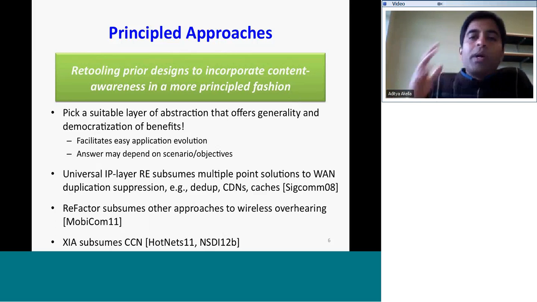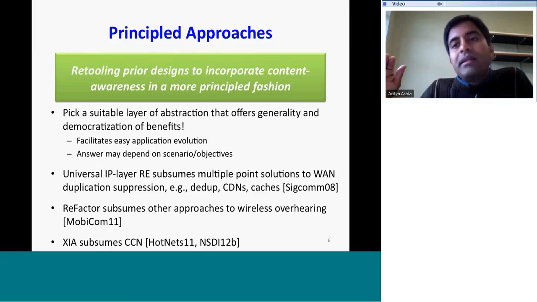And there's no one answer. I can't tell you, oh, always do it at the IP layer, always do it for packets, and always do it on routers. The answer may depend on the specific scenario you're looking at, so it requires a careful eye to that specific piece of detail. And again, included below on the slide are some examples of how we have picked the level of abstraction at which to apply content-aware networking.